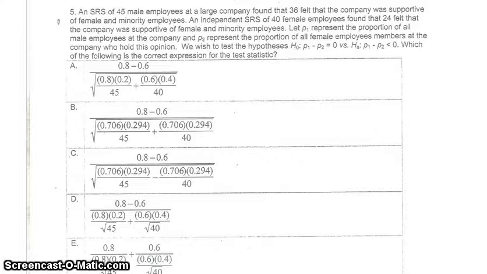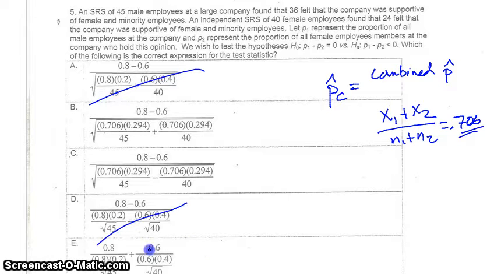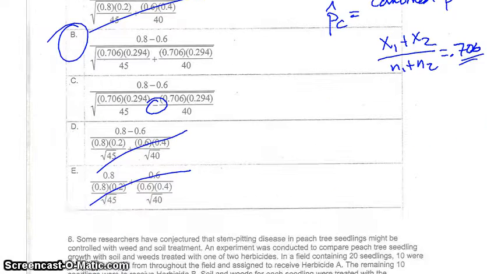Now this is a hypothesis test, so when we talk about standard error, we need to use p hat sub c, which is our combined p hat, which is x1 plus x2 over n1 plus n2, and in this case that's 0.706. So no, no, no, okay. It has to be either B or C. And then let's look at what's the difference. Oh, once again, look at this. That is a no-no. We cannot have subtraction when we are combining standard deviations. B has to be my answer.